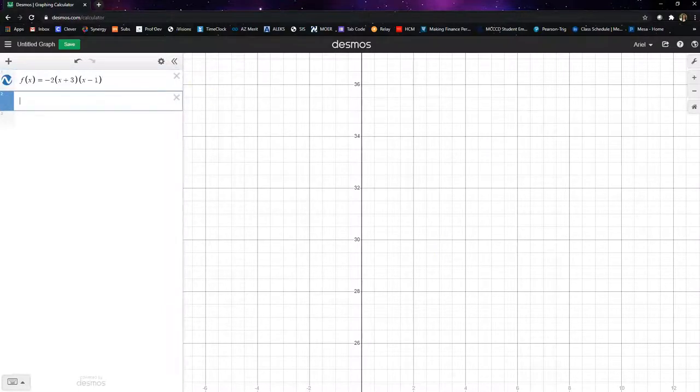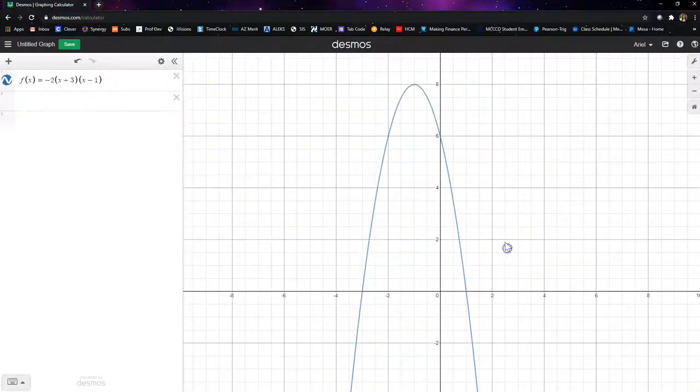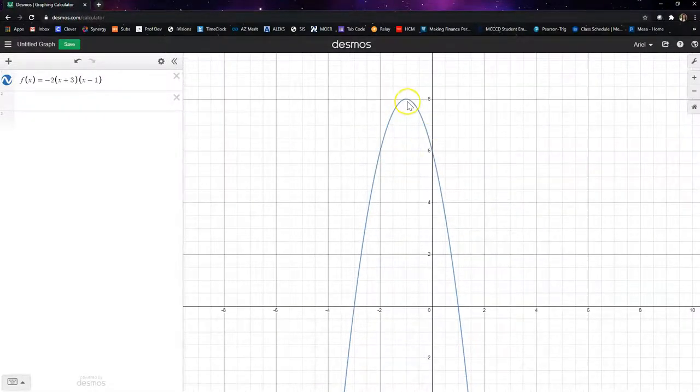Okay, let's go fix my graph so I'm looking back at the origin. So this is what it looks like if I scroll down a bit and I click on my vertex. It's at -1, 8. And then if I look, these x-intercepts are nice. -3 and 1.